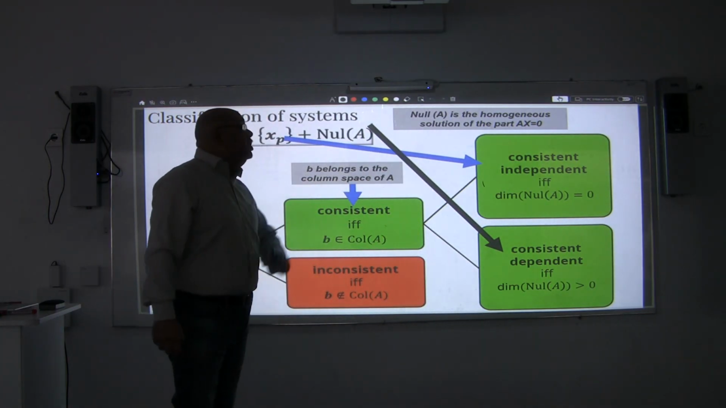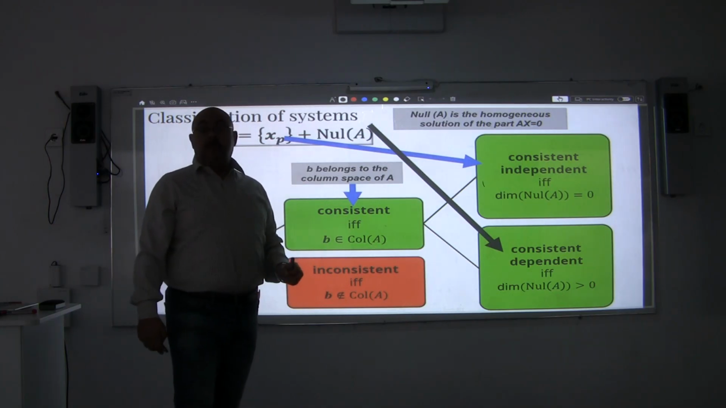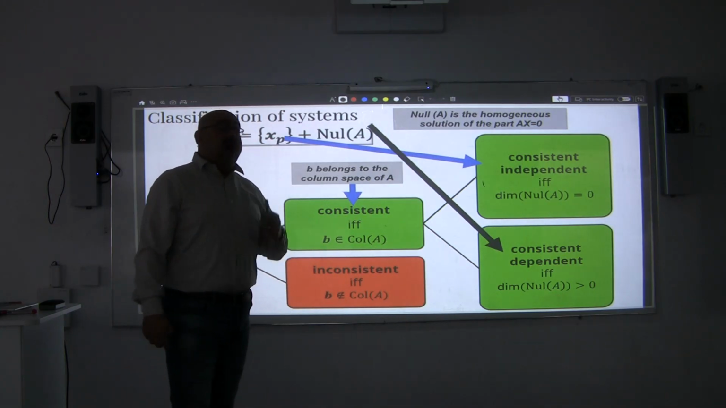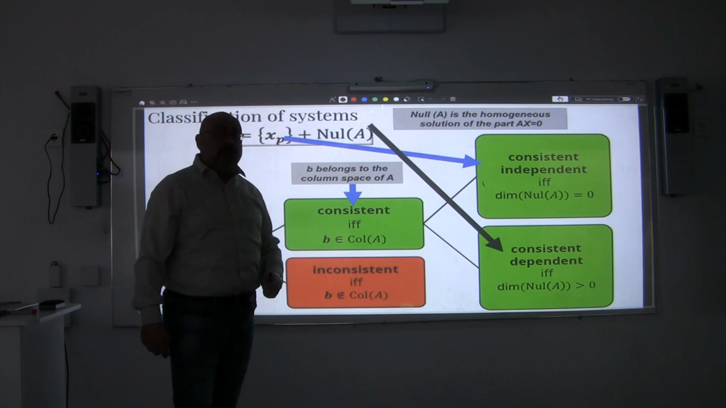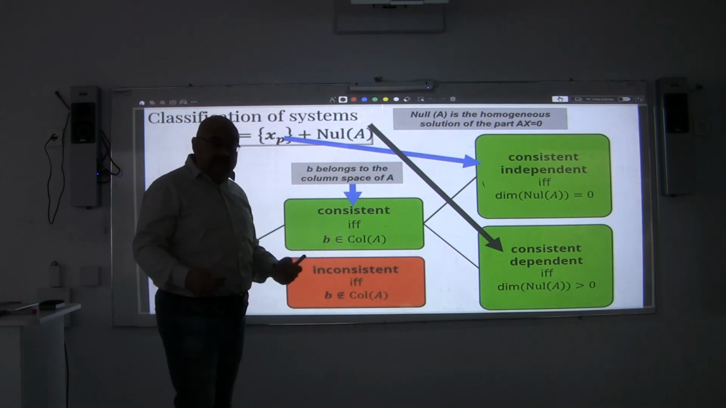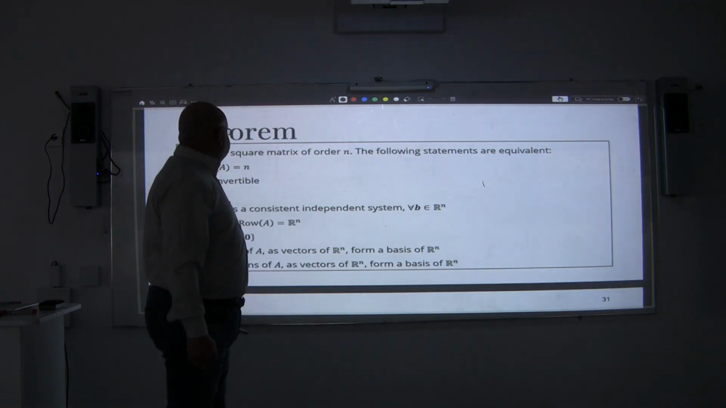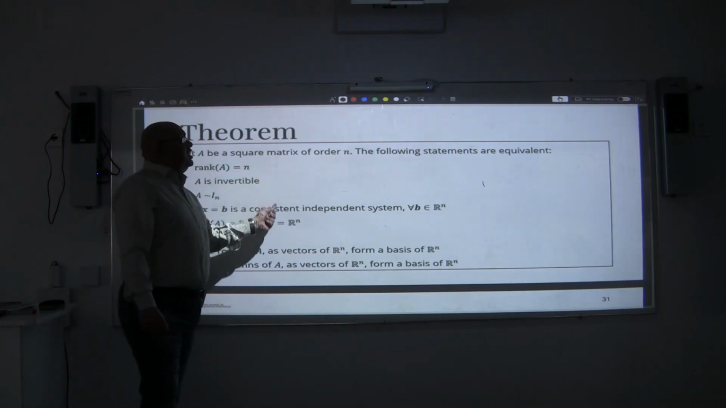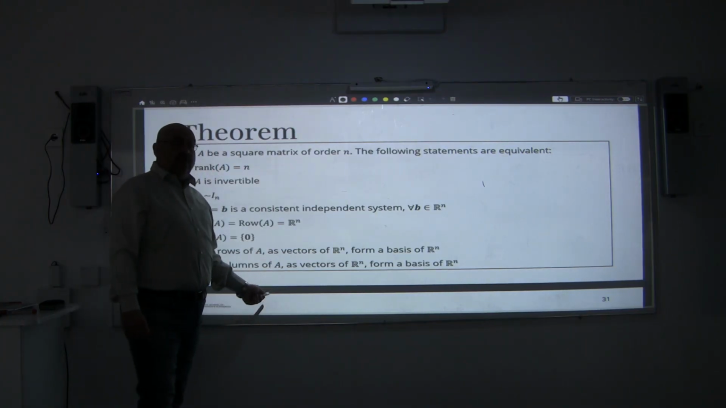This classification is really very important because you will be asked about this either in multiple choice questions or in fill-in questions, as you saw in the previous exam. All of these statements are equivalent to each other, which is really very important to memorize.